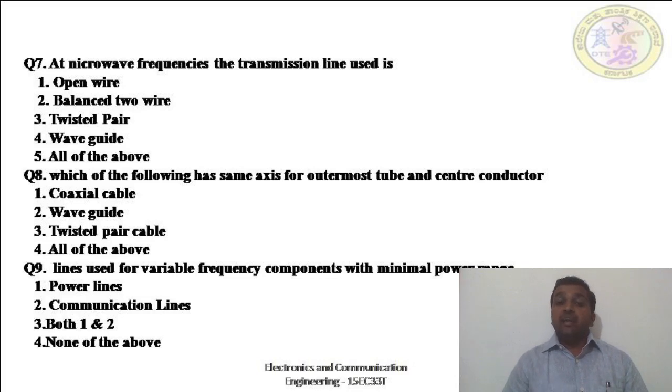Lines used for variable frequency components with minimal power range. Option 1, power lines. Option 2, communication lines. Option 3, both 1 and 2. Option 4, none of the above. The correct answer is option 2, communication lines. I told you, communication lines are preferably meant for the transmission of frequency over a variable range but with minimal power. Hence the answer is option 2, communication lines.